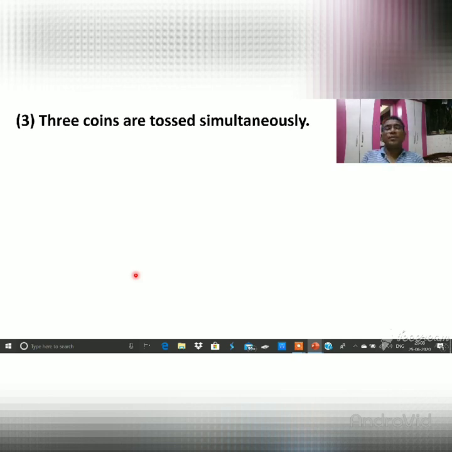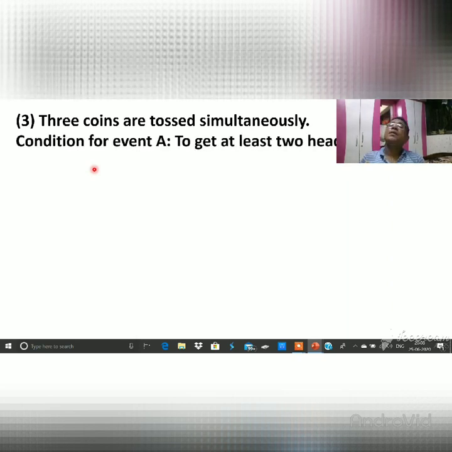So, problem number 3. 3 coins are tossed simultaneously. So, I can take 3 coins here and throw. What you get, that sample space you must write. But that sample space can be written after the events. Whatever the events are: Event A, get at least 2 heads. So in this event A, you get at least 2 heads. At least 2 means you can write 2 heads and also greater than 2 heads, just like minimum 10.